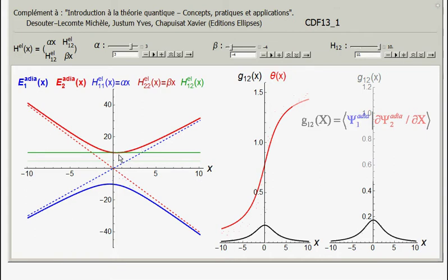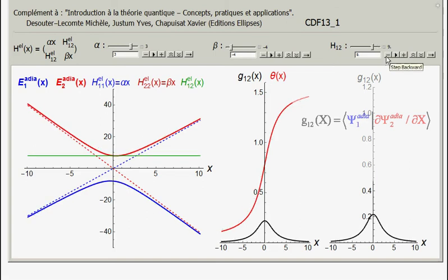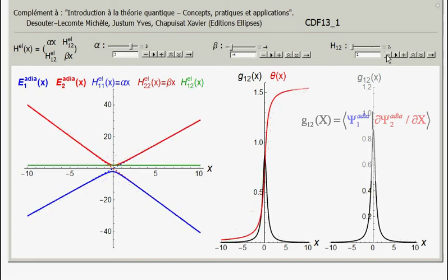Then, when the coupling between the diabatic states is high, the gap between the adiabatic states is very large. The mixing angle is varying very slowly with the coordinates, and the coupling G12, so the coupling between the adiabatic states, is small. On the contrary, if we decrease the coupling H12, we see that the gap between the adiabatic states becomes very small. The rate of variation of the mixing angle is very large, and the coupling between the adiabatic functions now is a peak which is very sharp and very high.